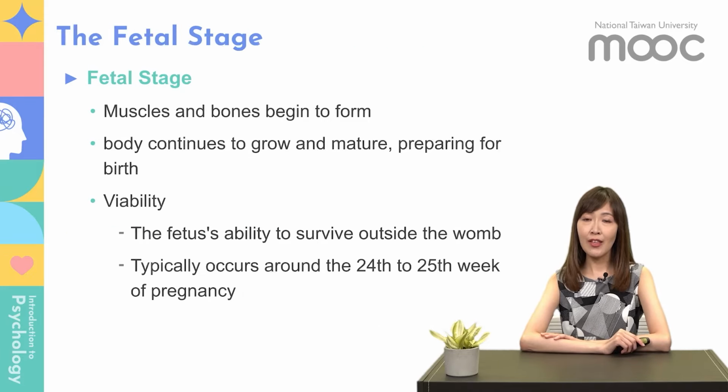During the prenatal period, the third stage is the fetal stage, which is from 2 months to birth. During this stage, our bones and muscles begin to form, and our body continues to grow, and now we're preparing for birth. Sometime between week 24 and week 25, the age of viability is reached. So what does that mean? That is, the babies are able to survive outside the womb. In other words, the fetus is able to survive if born prematurely. And sometime around week 26 to week 28, the survival rate will be 85% if the babies are born prematurely. So this is the third stage, the fetal stage.